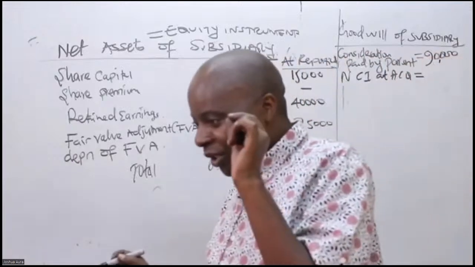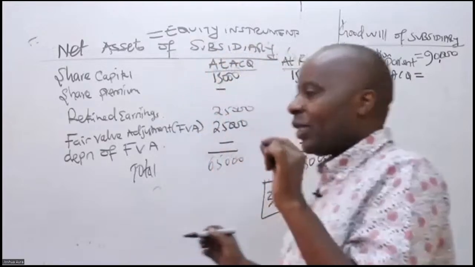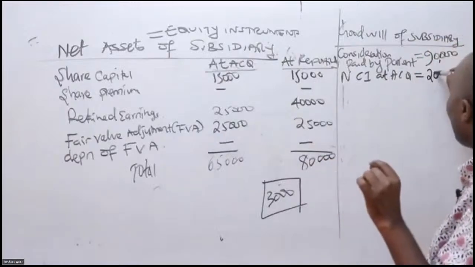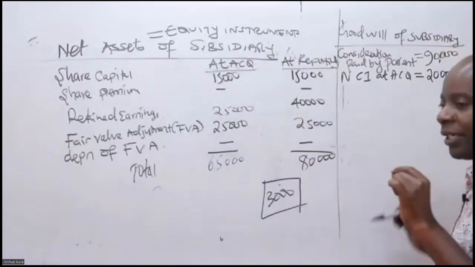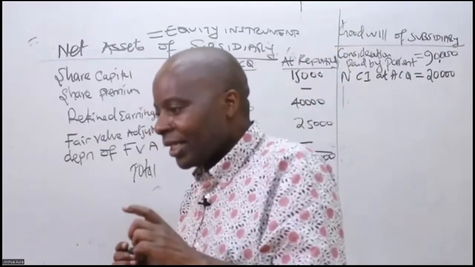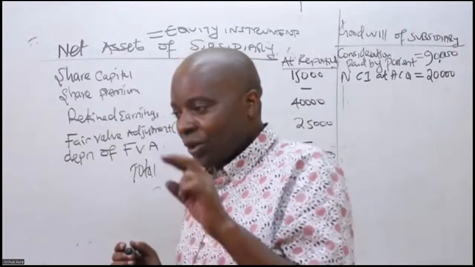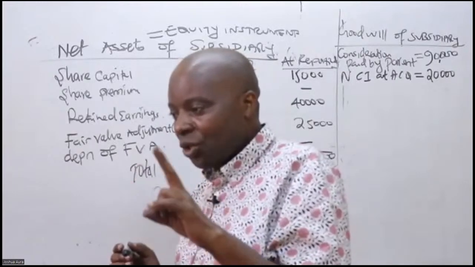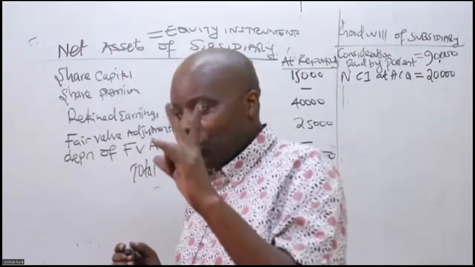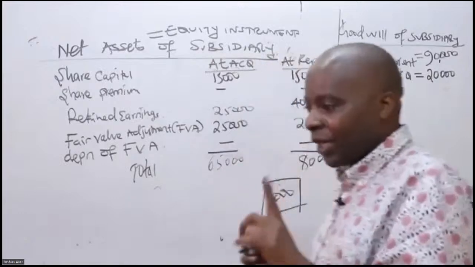NCI at acquisition, if you remember, it was 20,000. Do you remember that figure? Thanks, Aisha. So those are the two acquirers. One took out 80%, another one took out 20%. So great, thank you very much.